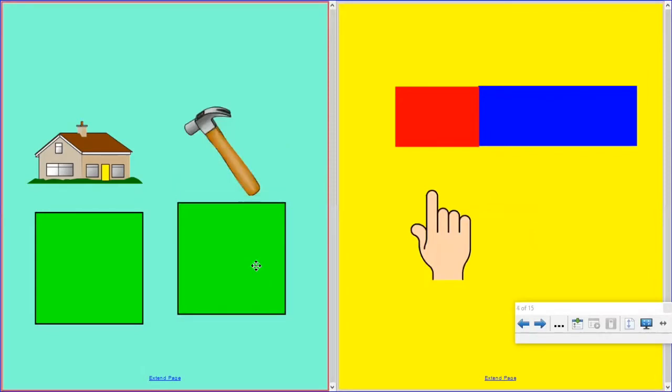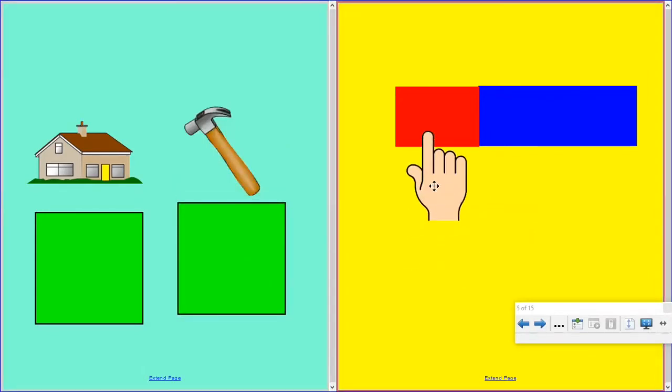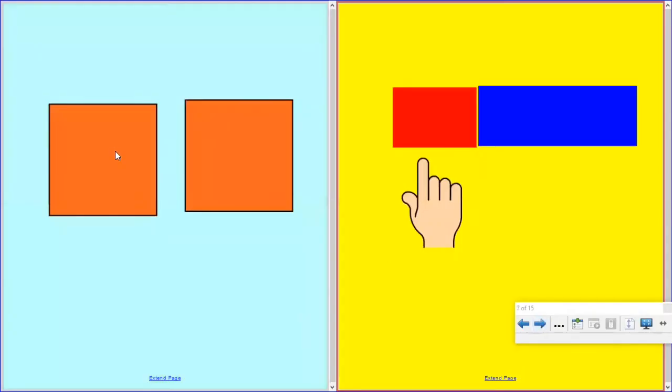Say the word hammer. Stretch it out. Hammer. Hammer. Say it with me. Hammer. Hammer begins with a sound. House and hammer both begin with the same sound. Let's go to the next two pictures.